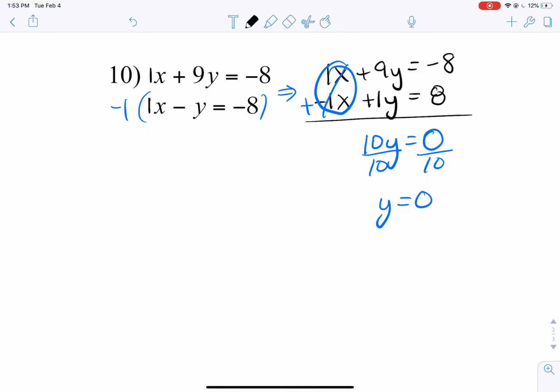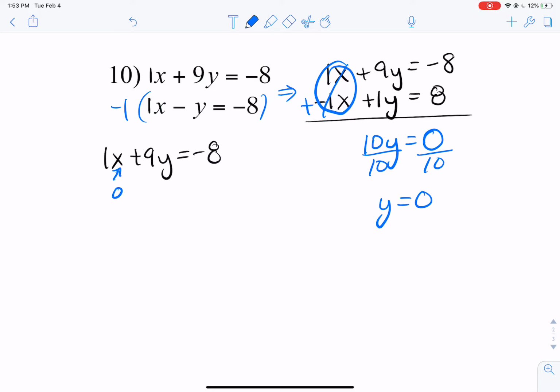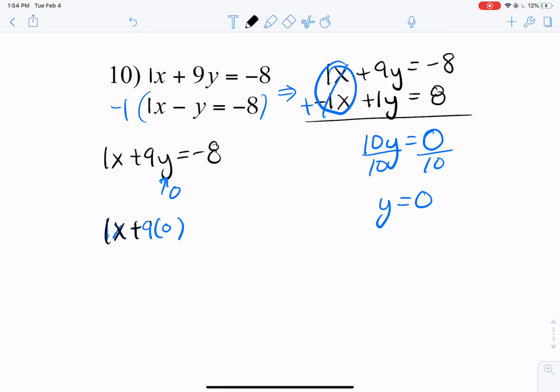Now to figure out the x value, using the top equation, I'm just writing it down again. I'm going to replace the y value with the number 0. So I would have 1x plus 9 times 0 is equal to negative 8. So 1x plus 9 times 0 is equal to negative 8.